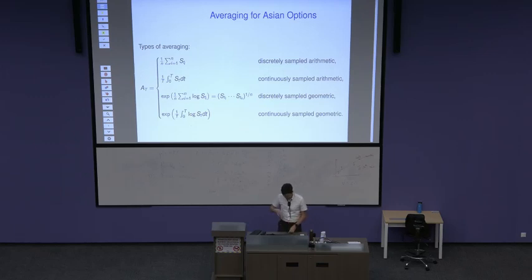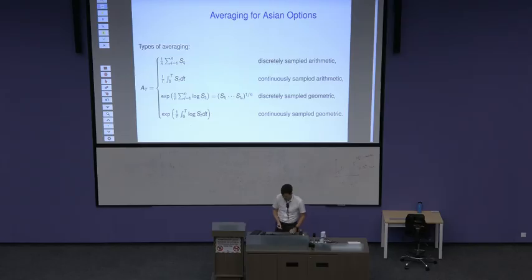So the first is, I guess, the naive approach to averaging values. So you have n observations, you just take the arithmetic average of them, 1 over n times the sum over the S_t_i.